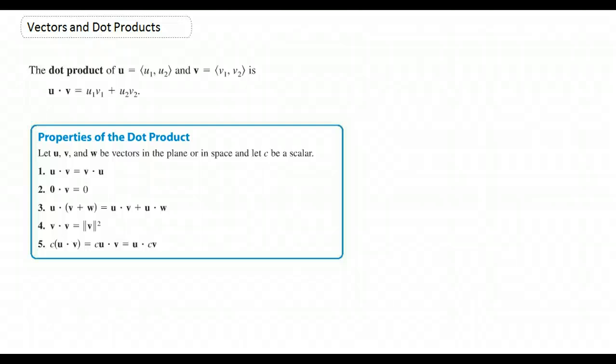In another screencast, I introduced all the properties of vectors, so you need to watch that first before you see this one. That one was called Vectors in the Plane. In this screencast, we're going to talk about a special way you can multiply vectors together called the dot product.